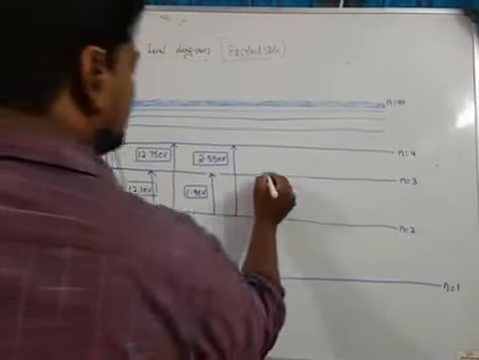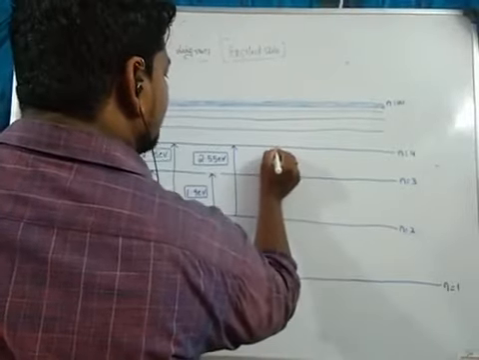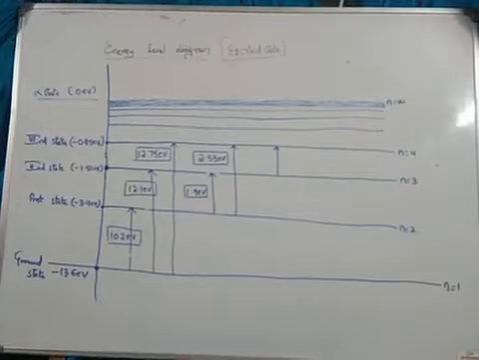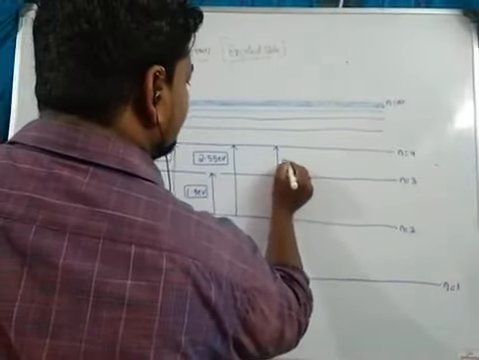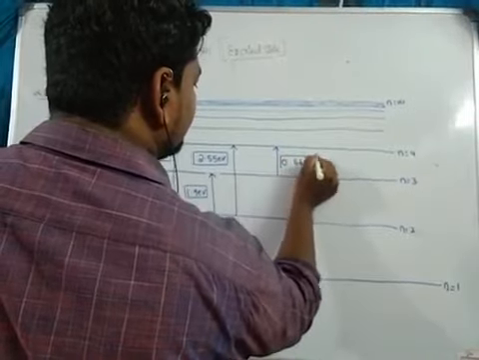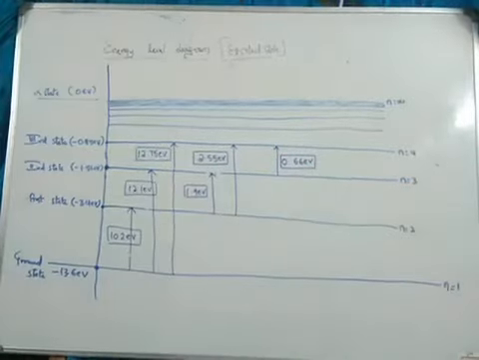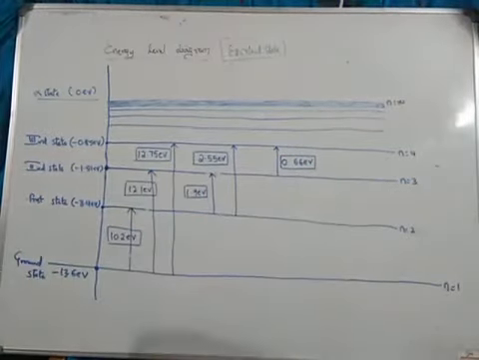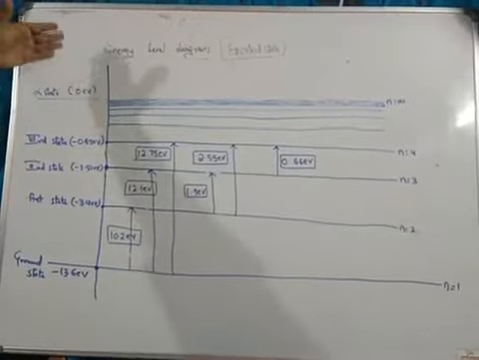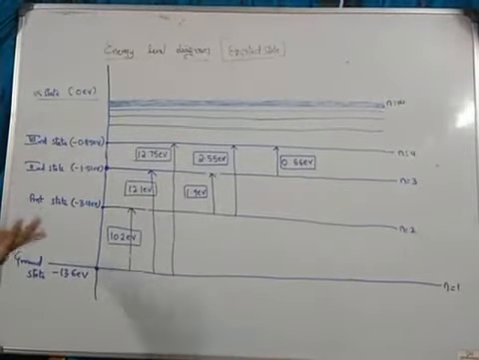Similarly, to jump from second excited state to third excited state, we have to give 0.66 electron volt. So this will be the energy level. Suppose, okay, here we have a minus 5.1. Suppose if you want to go to the last level, then we have to add the same amount of energy.